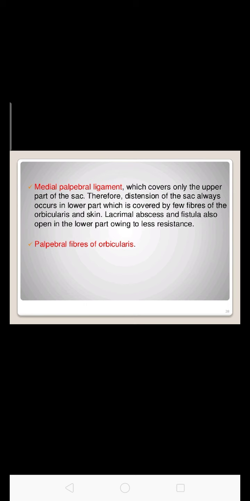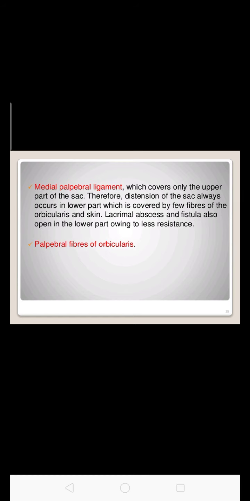Why don't you get a distension of the upper part? Because the medial palpebral ligament covers only the upper part. Therefore, distension of the sac always occurs in the lower part, and this is covered by few fibers of the orbicularis and skin. Lacrimal abscess and fistula also open in the lower part of the sac owing to less resistance.